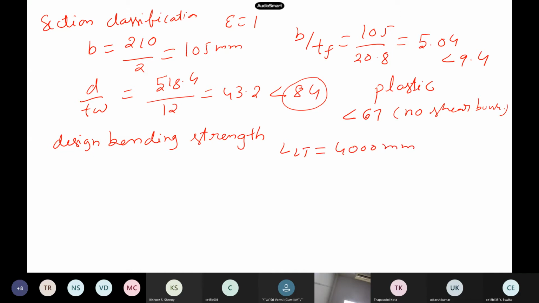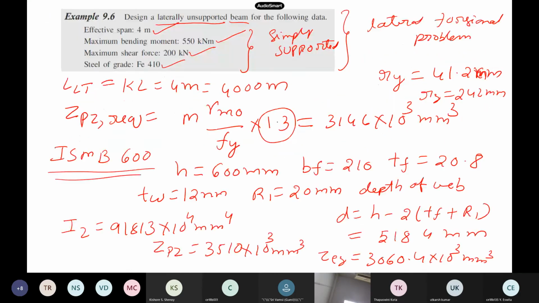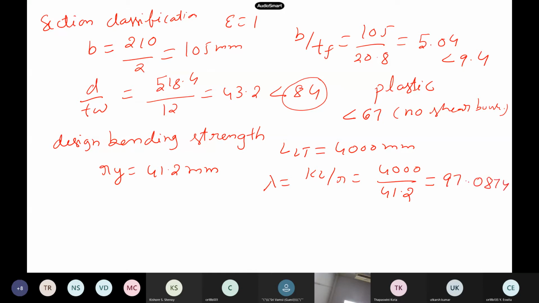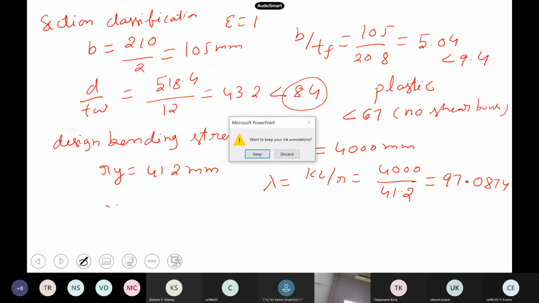Now the slenderness ratio, if you try to find out, what is the minimum slenderness ratio? We have two, major axis and minor axis actually. So what is the minor axis slenderness ratio? Ry is 41.2 mm. So now you find out the slenderness ratio, which is KL by r. So that is 4000 by 41.2. If you try to calculate, how much is this value? 4000 by 41.2 is 97.0874 actually. So this is my value. Then you find out h by t f.